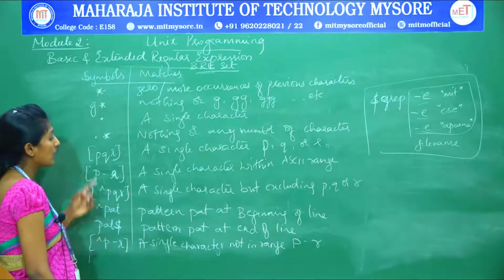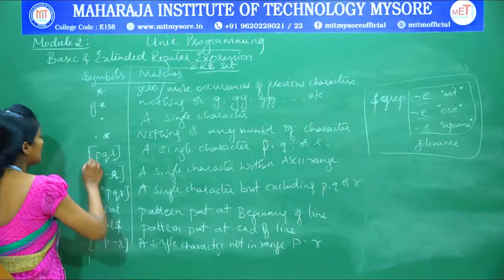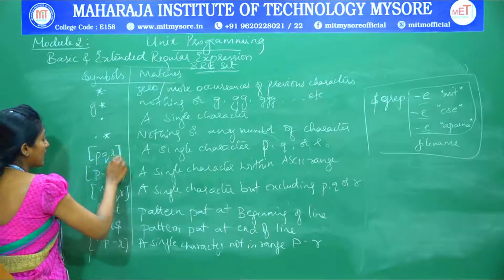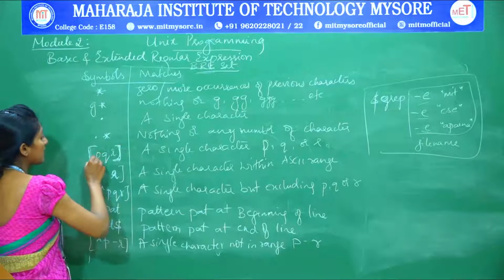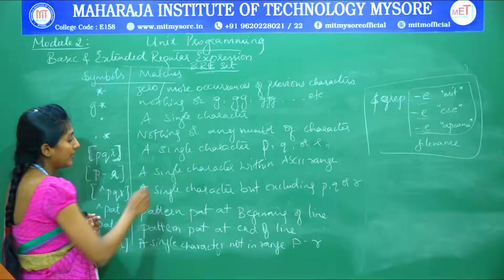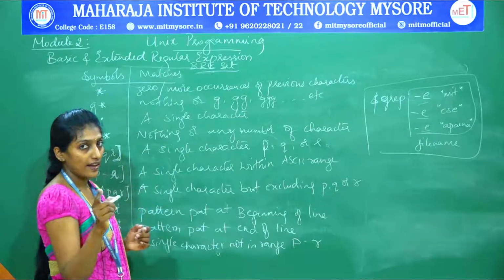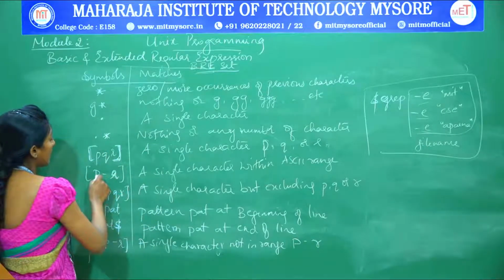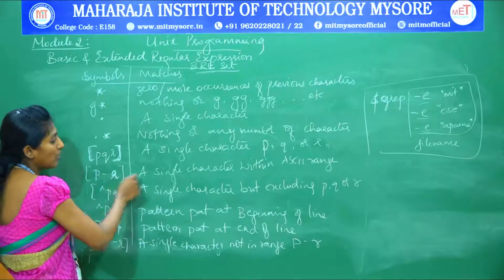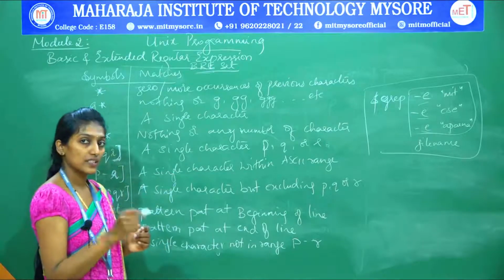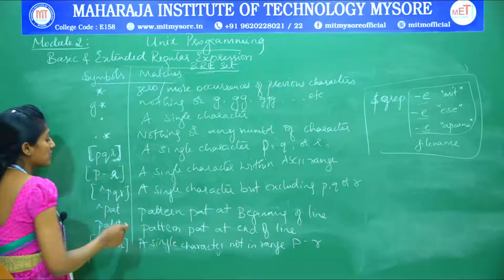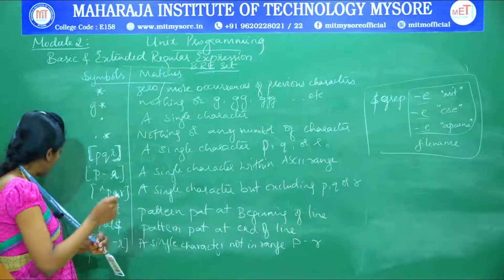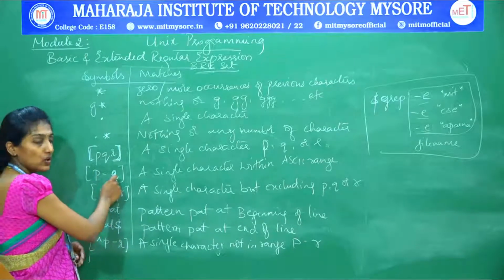Next, [PQR] represents a character class. Within this character class, if any characters have been specified, it is going to match a single character at a time, either P or Q or R. Likewise, if I have given the range P to R, a single character is going to match within the ASCII range I have specified, which is between P to R.